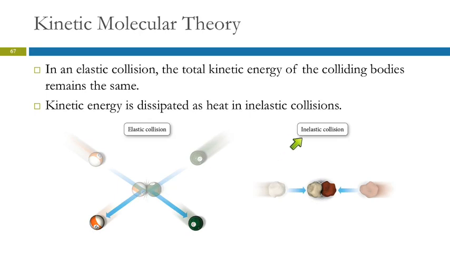Roughly the same speed leaving as they had when they hit. An inelastic collision would happen between two balls made out of clay or something soft. You roll those towards each other, and they're just going to go thunk and stop. They're not going to bounce off of each other because it's inelastic. The kinetic energy that they had, the energy of movement, gets dissipated as heat when they bump into each other. So gas particles just bounce off of things, and it doesn't affect the overall kinetic energy.